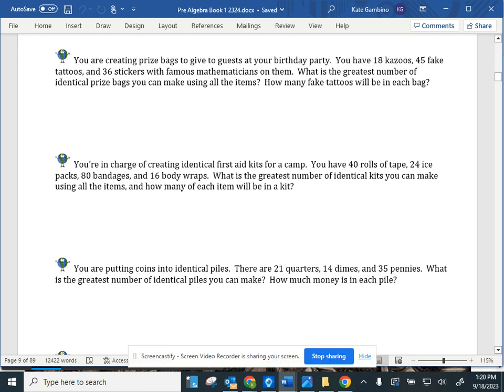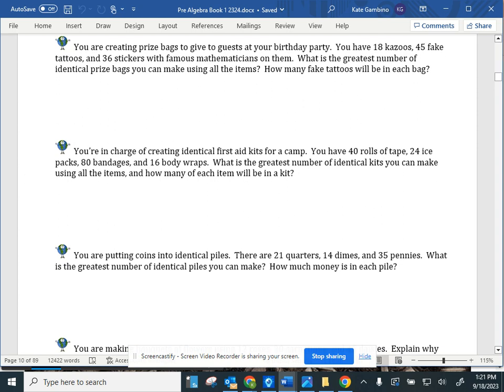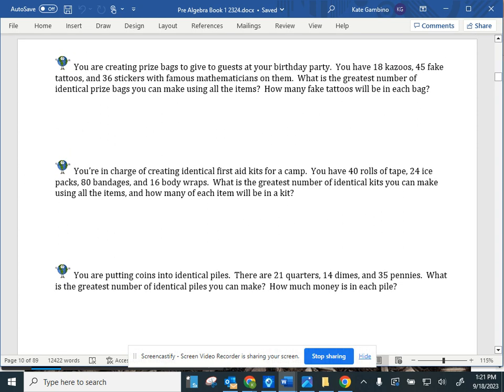Then we have word problems. So now we're going to use the exact same thing, but we're doing it as word problems. So let's turn to this page. You are creating prize bags to give to guests at your birthday party. You have 18 kazoos, 45 fake tattoos, 36 stickers with famous mathematicians on them. What is the greatest number of identical prize bags you can make using all the items?